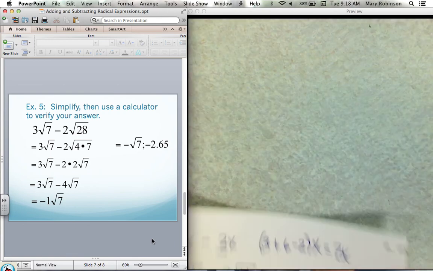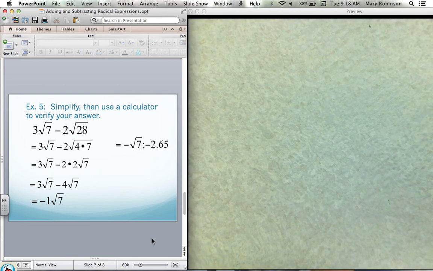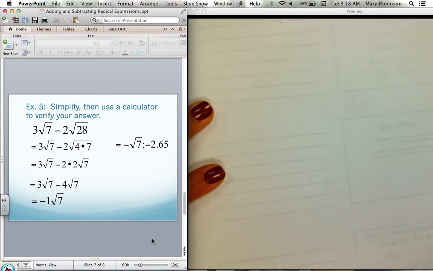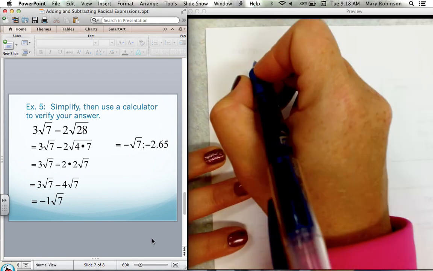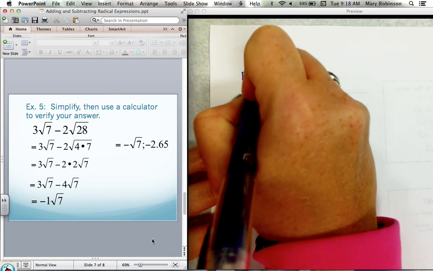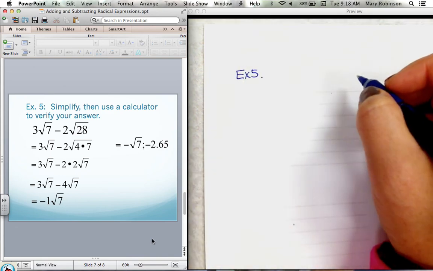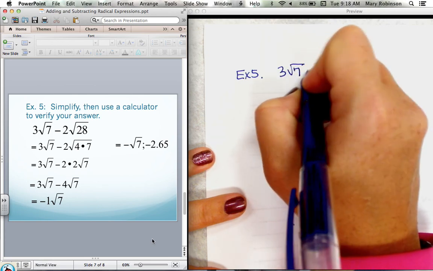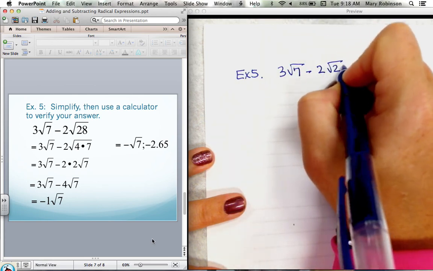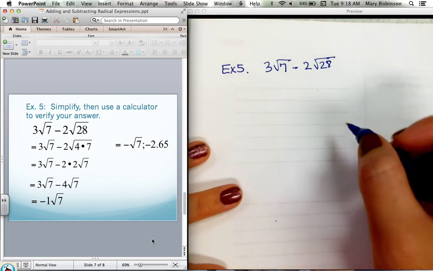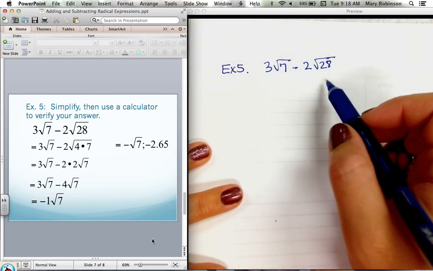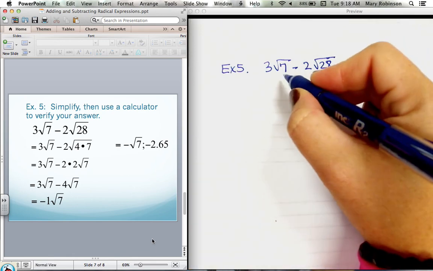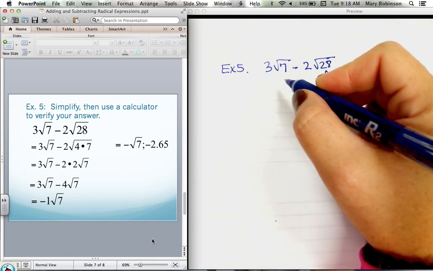I'll give you another one here. With this example 5 here, it says simplify, then use a calculator to verify your answer. So 3 square roots of 7 minus 2 square roots of 28. Recognize to start with that we do not have like radicands, but we can simplify this one here. 7 is prime, it cannot be broken down any further.